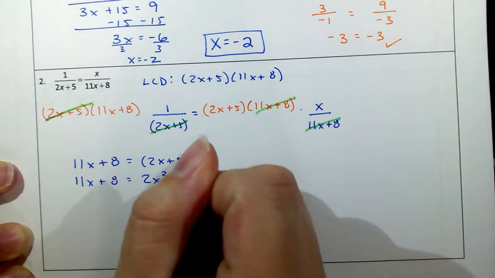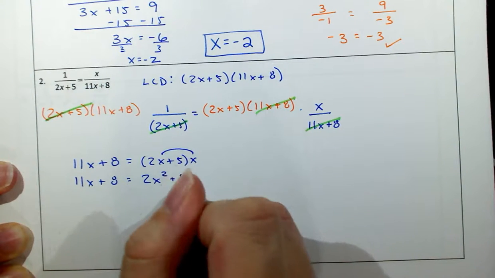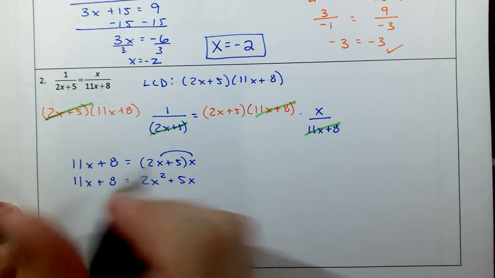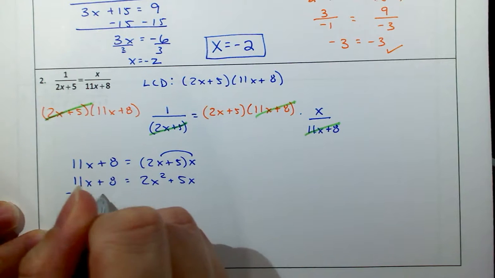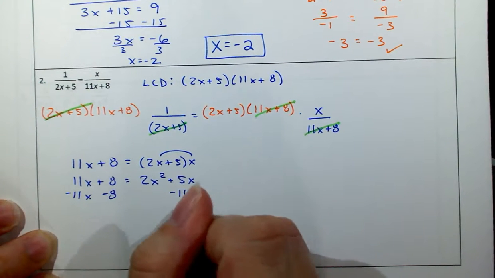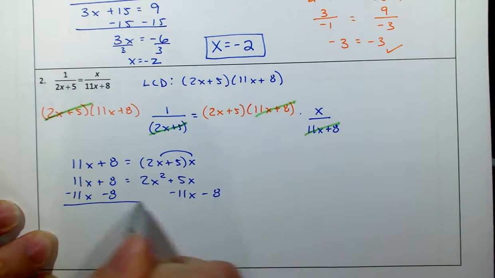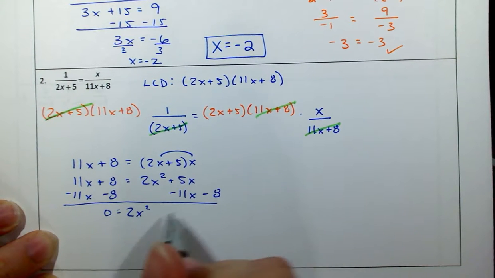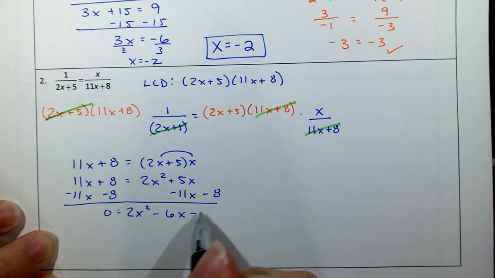Now, this time when we distribute the x, we end up with a quadratic. So in order to solve this quadratic, we're probably going to either want to factor it, or if it doesn't factor, probably use the quadratic formula. So what I'm going to do is move everything over. I'm actually going to move it to the right side. So I'm going to subtract the 11x, and I'm going to subtract the 8. Okay, I like my x squared to be positive, but it really won't matter. So 2x squared minus 6x minus 8.